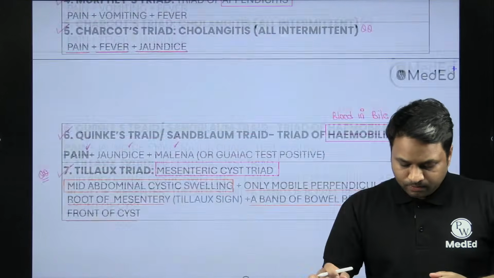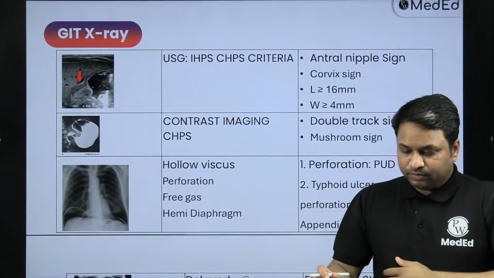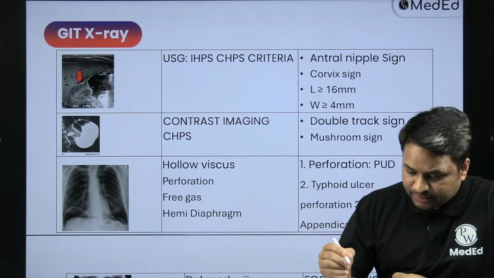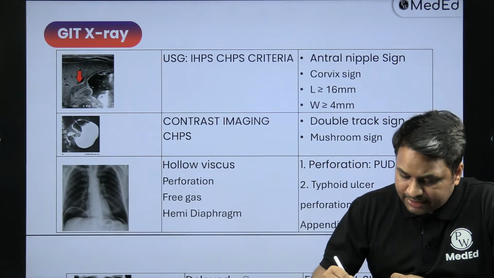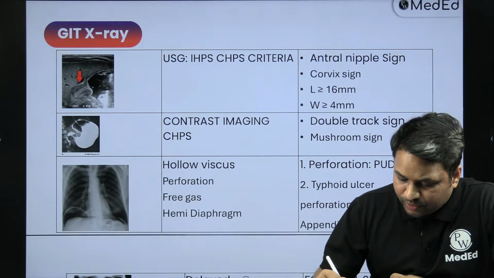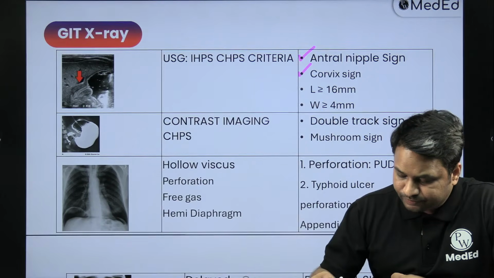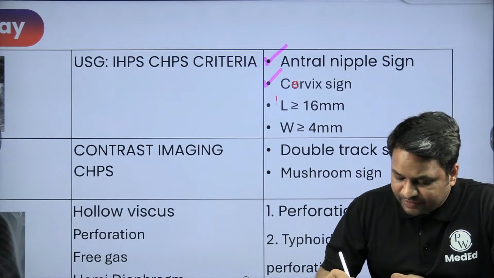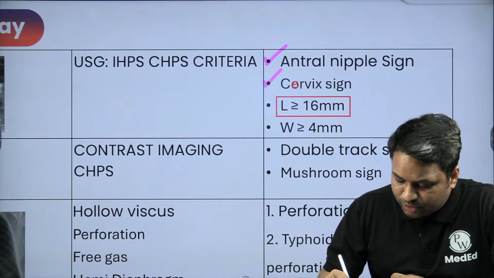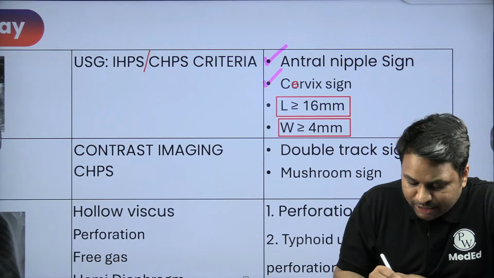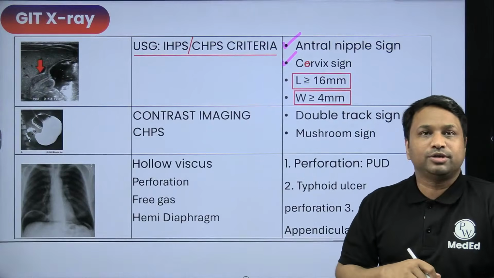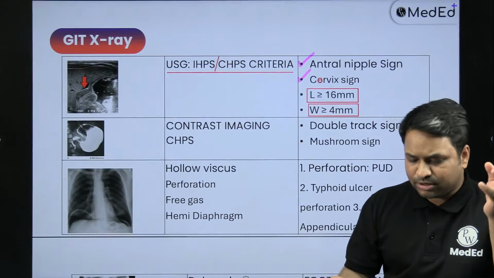Okay? So now again a spotter in GIT, which I can ask you. The first one you can see ultrasound. This, what you can see is what we call it as the antral nipple sign, also called as the cervix sign. Now remember, the criteria is if the length is more than or equal to 6 millimeters and width is more than or equal to 4 millimeters, then it sits into the diagnosis of your IHPS or CHPS. IHPS stands for the idiopathic hypertrophic pyloric stenosis, and CHPS is congenital hypertrophic pyloric stenosis.